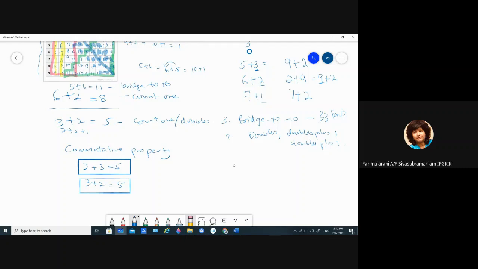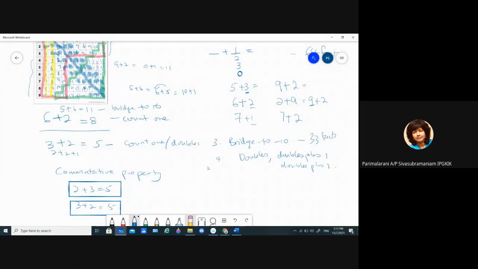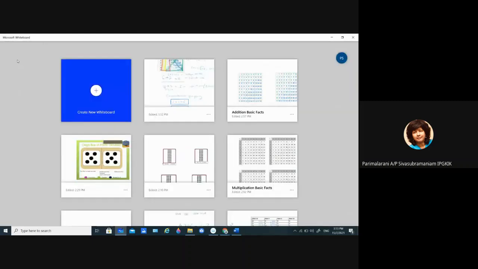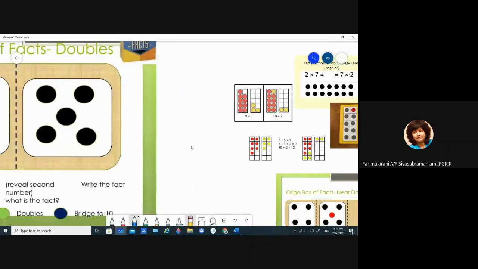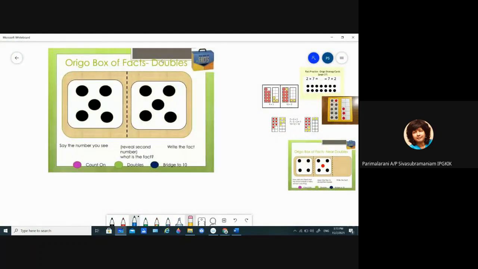Okay, just now your friends showed a lot of interesting teaching aids that you can use to teach all these basic facts. So I just want to show you a few more teaching aids. Here, you can search for Origo. Origo is a book company that produces books. The writers wrote a book on all these basic facts. So if you search for doubles plus and then put Origo, you will get these pictures.